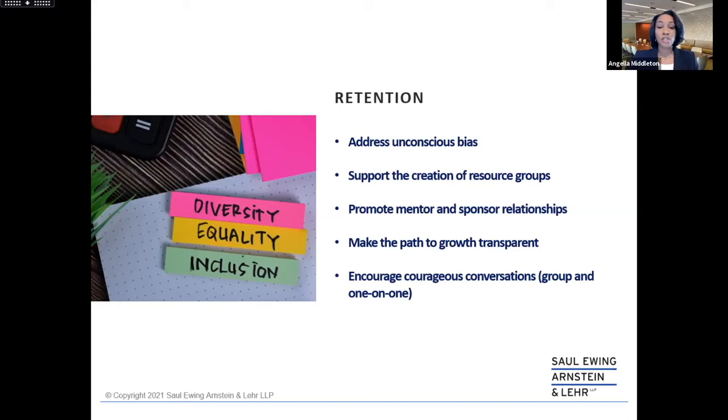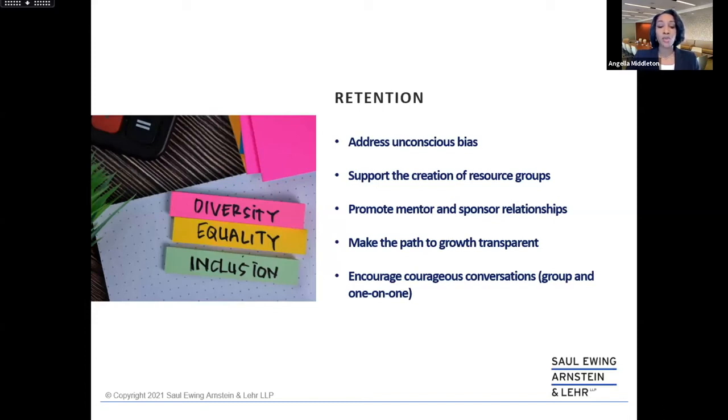Promoting mentor and sponsor relationships. We want to distinguish between these two things. Mentors are actively engaged with the employee and helping their growth and development over time. Sponsors are actively engaged with advocating for the employee with key persons in the organization and connecting the employee to key persons. Both mentors and sponsors are essential to all employees' growth and development. So the key here is to ensure that diverse employees have the same access to those relationships as everyone else.